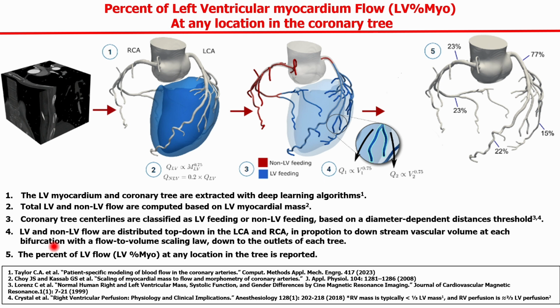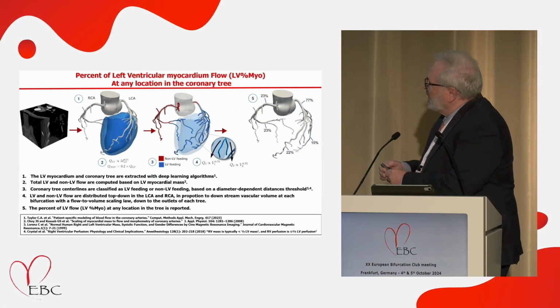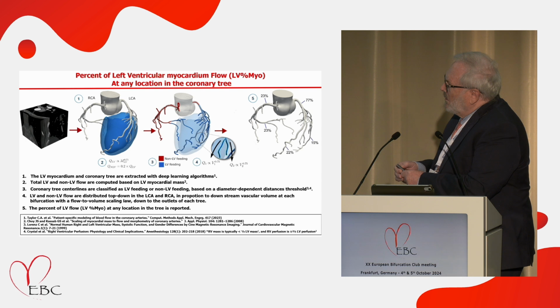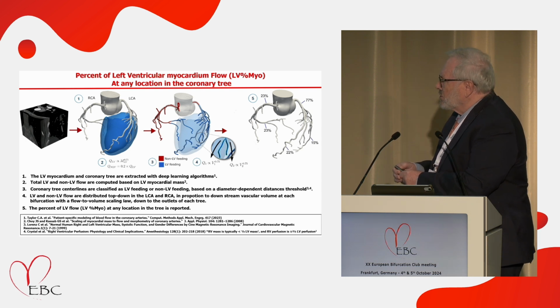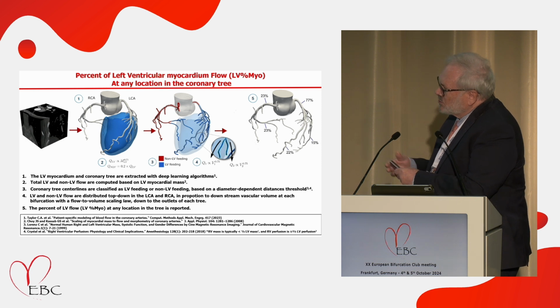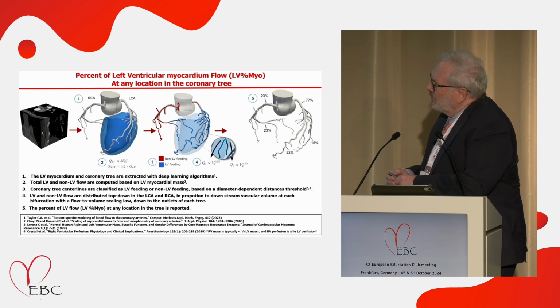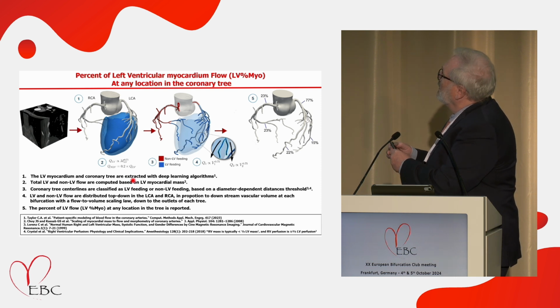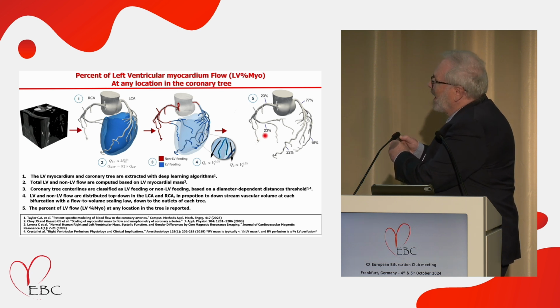And what you do in 5 steps is, first, the LV myocardium and coronary tree are extracted with a deep learning algorithm. Then the total LV and non-LV flow are computed based on myocardium mass. That's what you see here. Coronary tree centerlines are classified as LV feeding or not LV feeding based on a diameter-dependent distance threshold, and you see the reference. Point 4, LV and non-LV flow are distributed top-down in the LCA and RCA in proportion to downstream vascular volume at each bifurcation, so you have a kind of fractal flow division with a flow to volume scaling law down to the outlet of each tree. And finally, you have, as you could see here, the percent LV myo at any location in the tree.